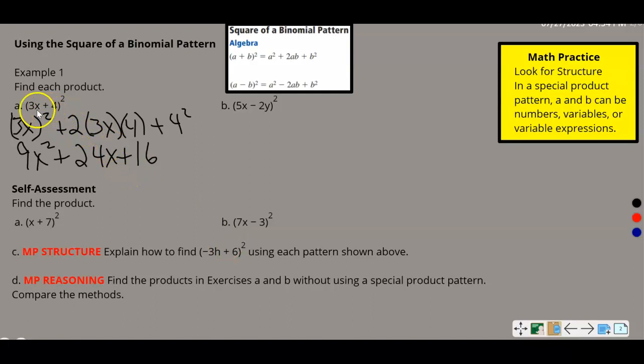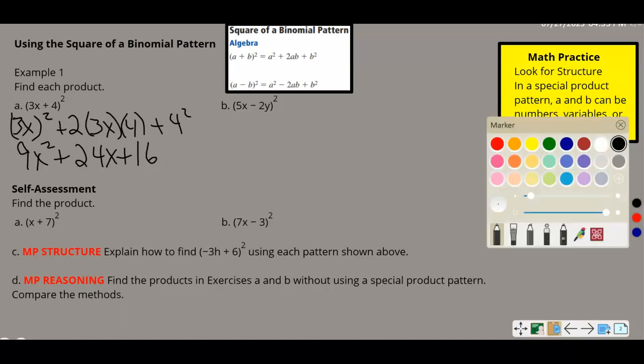Again, you can see that when this is a binomial that has a plus sign or addition in the middle, all of the signs are positive. All right, moving on to b. So we've got 5x minus 2y squared. That means we're going to use the pattern from the second example here, a minus b quantity squared. The only difference is there's a negative 2 times ab in the middle.